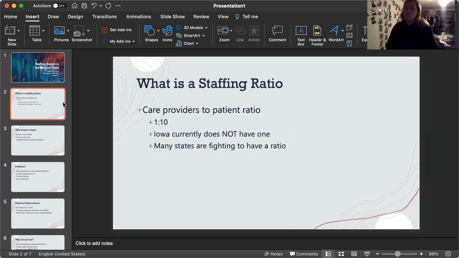Iowa is currently one of the states that does not have a staffing ratio. And during the pandemic, that really caused some problems because with everybody being sick and people getting the coronavirus or being exposed, they had to quarantine, which left 1 or 2 aides to 32 people, which is very hard and stressful. However, many states in the United States are fighting to get that ratio. Iowa is one of them.